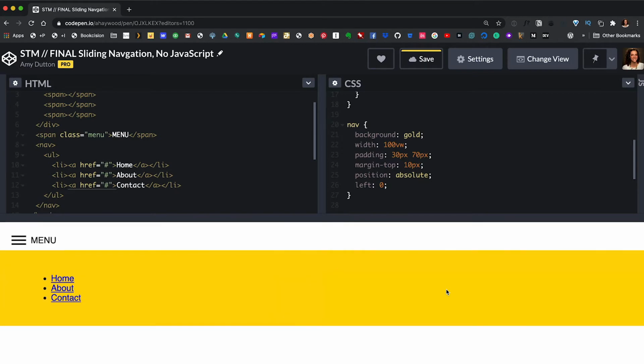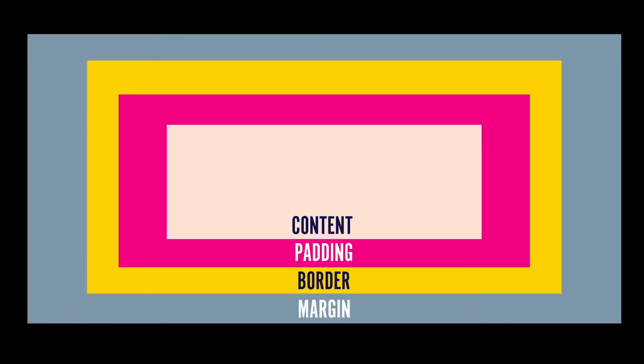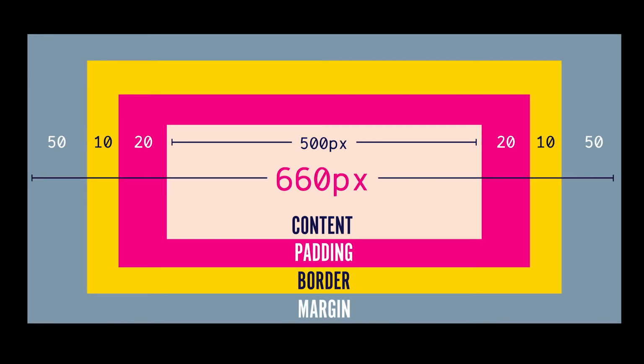How did this happen? This is the traditional box model. We have our content surrounded by our padding, border, and then margin. If your content is 500 pixels wide, your padding is 20 pixels, your border 10 pixels, and your margin 50 pixels, the width is not 500 pixels as you might expect. It's 500 plus 20 pixels of padding on the left and right, plus 10 pixels for the border on the left and right, plus 50 pixels of margin on the left and the right. So the total width is 660 pixels.